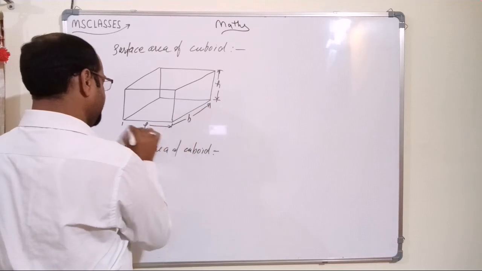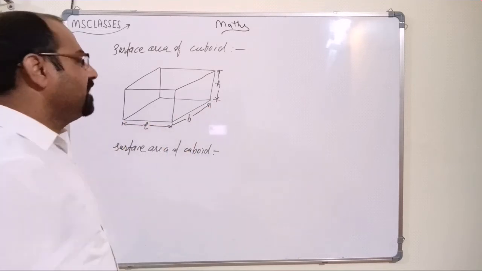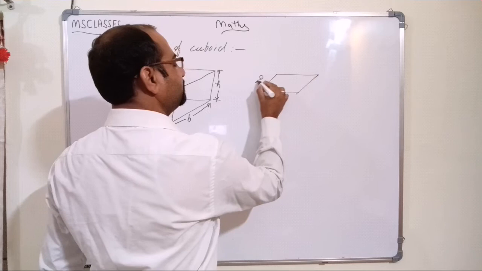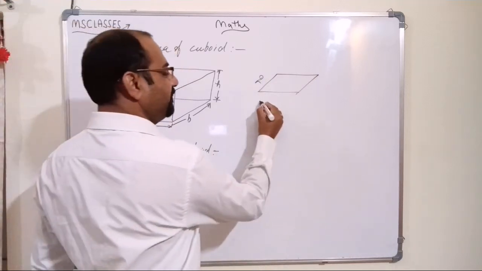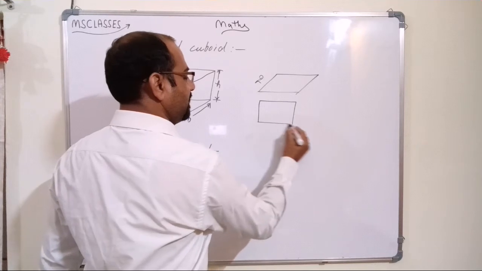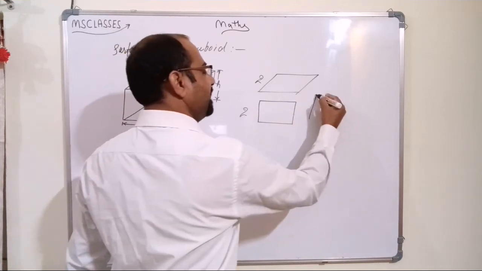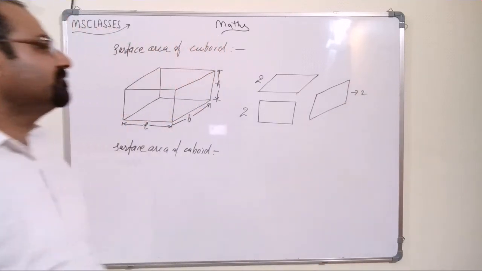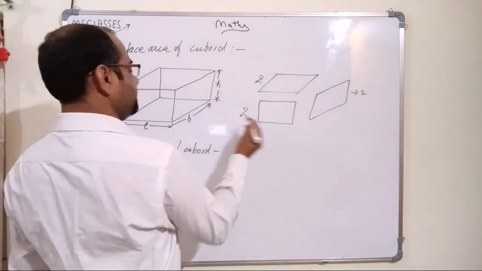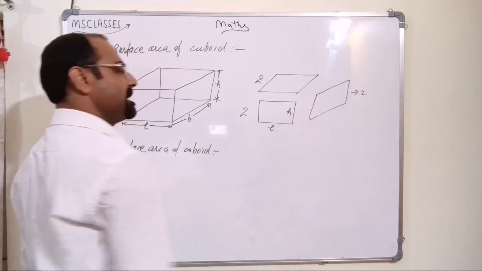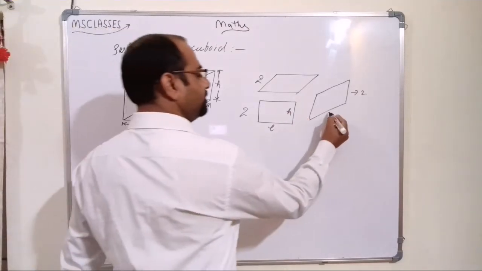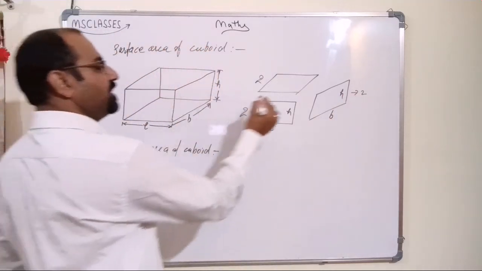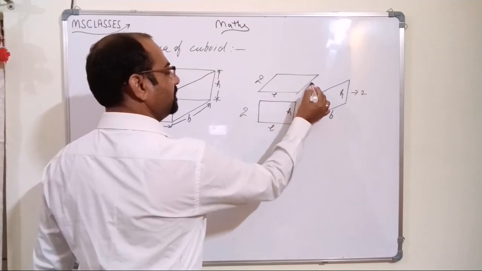then how many floors? 2 floors. How many front walls? Again 2. How many side walls? Again 2. Okay. Front wall means L into H. Side wall means B into H. And floor, this is L into B.